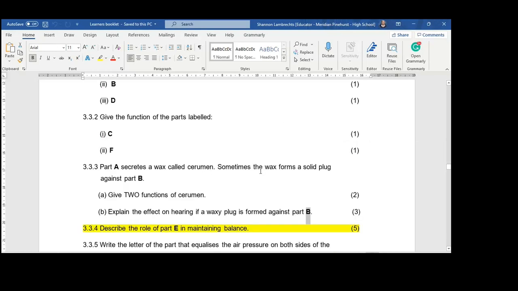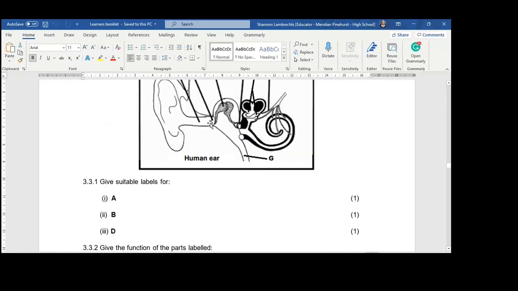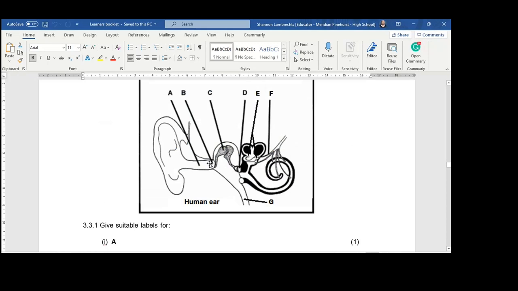So now you need to ask yourself, if I have a buildup of wax here at part B, what is that going to influence? What is the function of the tympanic membrane? We know when you hear sounds, it hits the tympanic membrane and the tympanic membrane starts to vibrate. But if there's wax that builds up in your auditory canal, the question you must ask yourself is, will the sound get to the tympanum? Obviously, it won't get there as effectively. So your answer should be around sound not reaching the tympanum or the tympanum not vibrating properly.